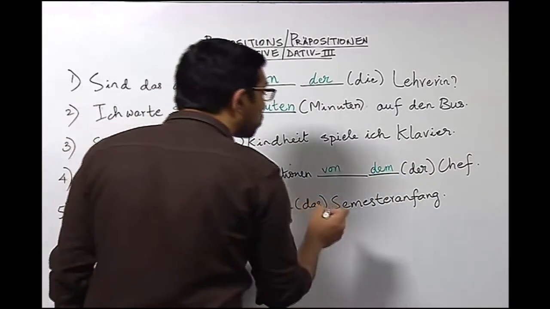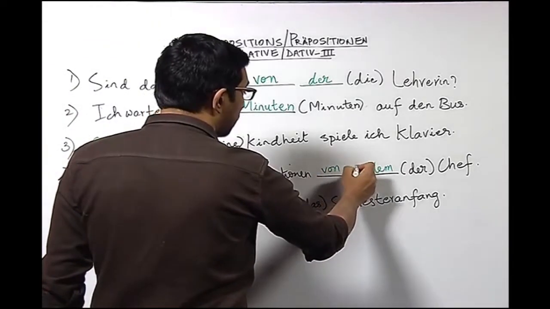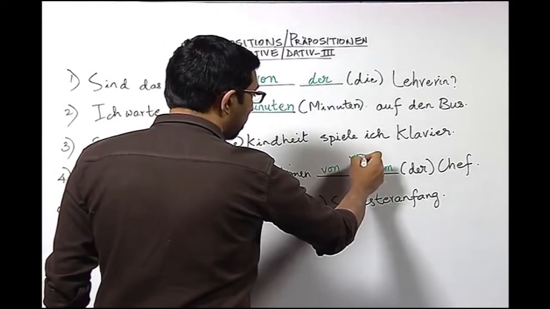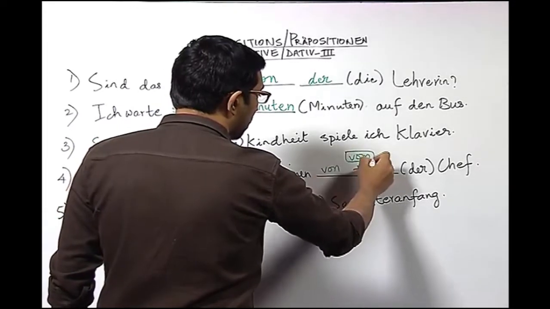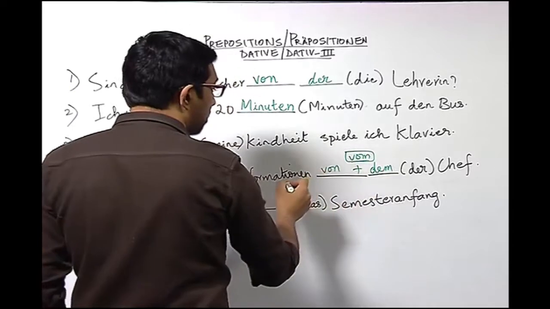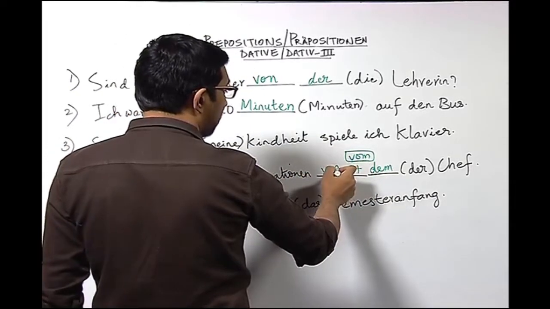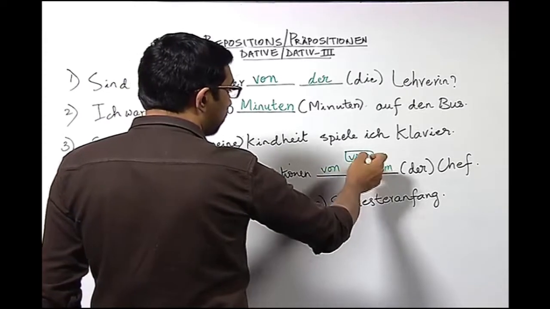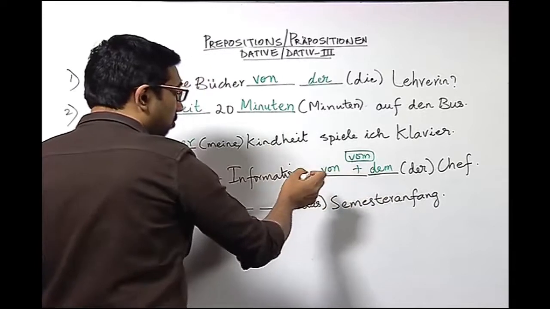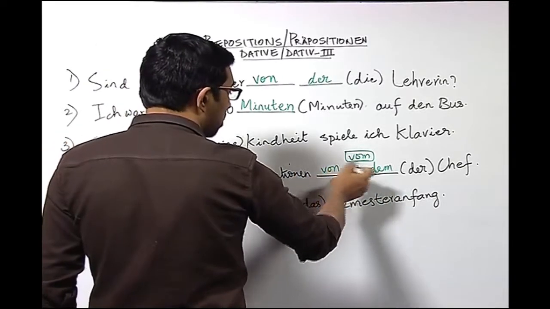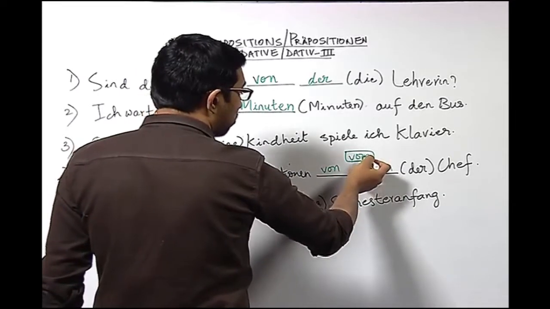Also I would like to tell you that we can combine von and dem to form a new word which is called vom. If you remember, we have beim, which is a combination of bei and dem. In the same way, we can combine von and dem to write vom. Well, it is completely your wish. Either you can use von and dem as separate words, or you can combine them to write vom.